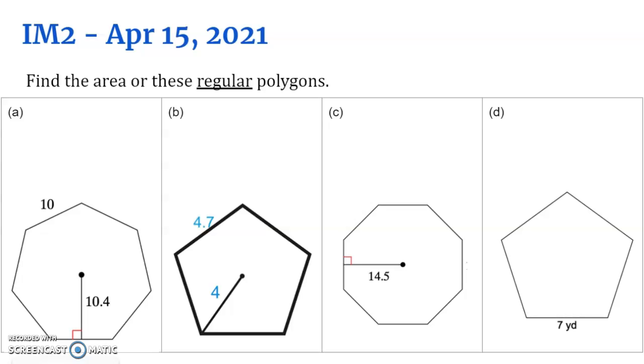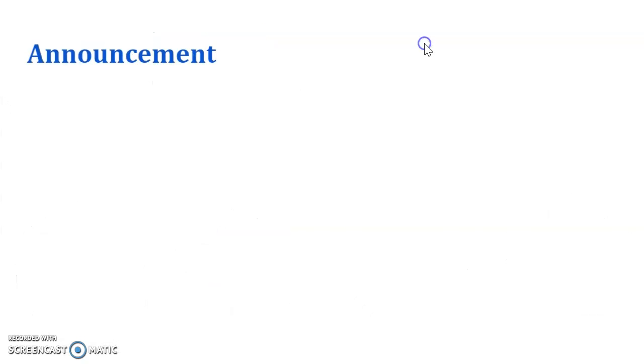As a warm-up, I want you to try to find the area of the following regular polygons below. Okay, the first one you should definitely be able to do because that's the lesson that we covered. The B, C, and D, you might have trouble with. See if you can struggle with it. We're going to go over the answers in a little while.